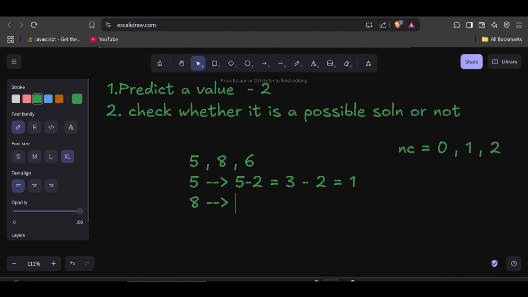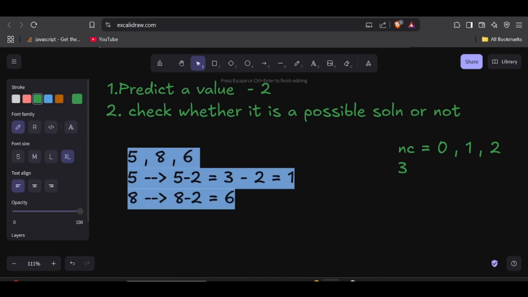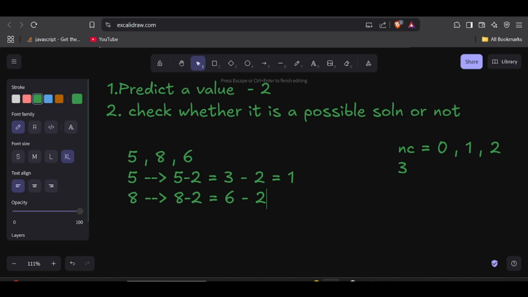Now, is 8 greater than or equal to 2? Yes, it is. So I will decrement 2 from it, and it will become 6. And as I have decremented, I will just increment the value of NC to 3. Now, as I know 6 is greater than or equal to 2, I will decrement again, and now it has become 4. So I will increment it by 1. Again, I know 4 is greater than or equal to 2. I will again decrement it. Now it has become 2. And again, I have incremented that value by 1.